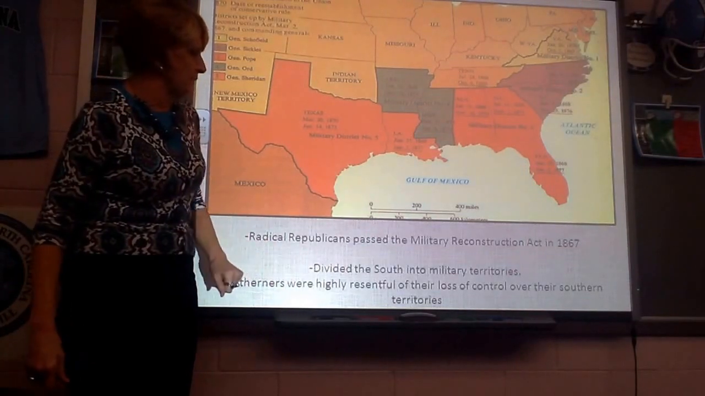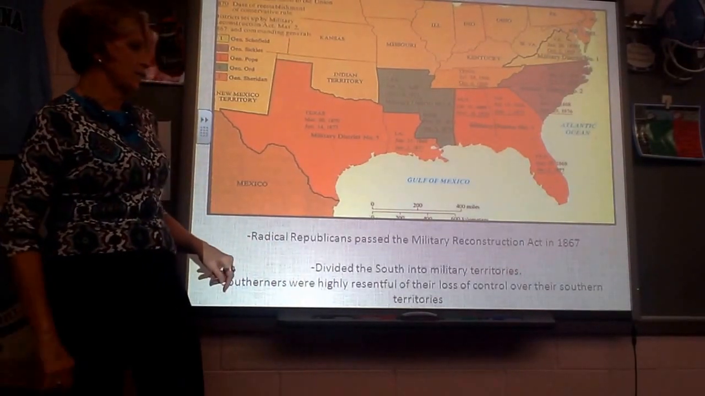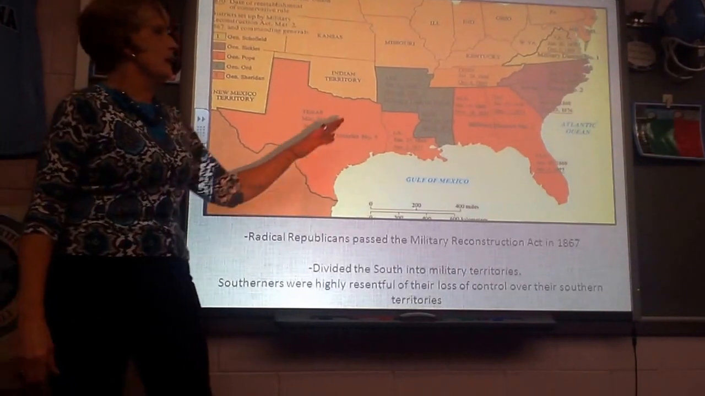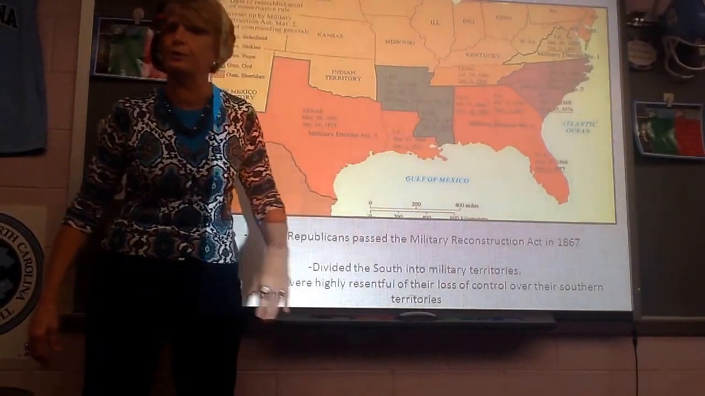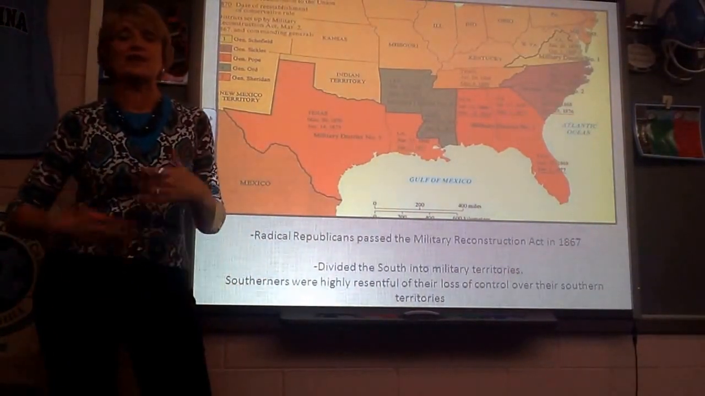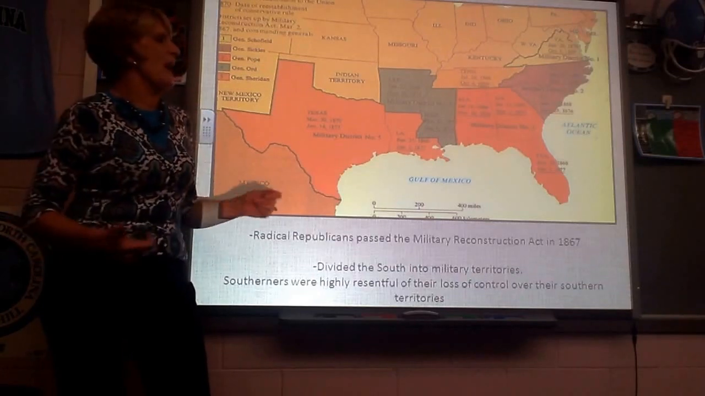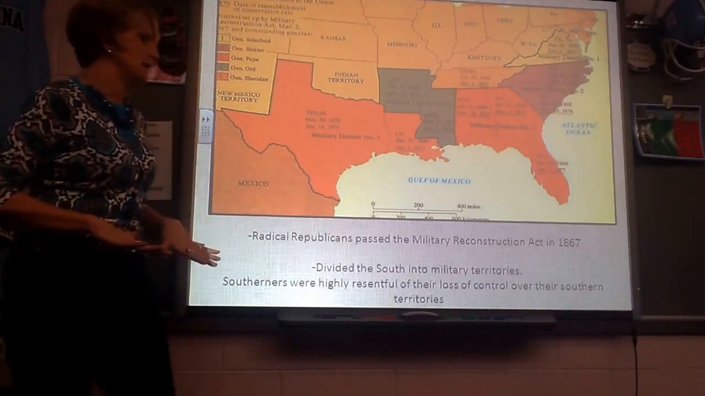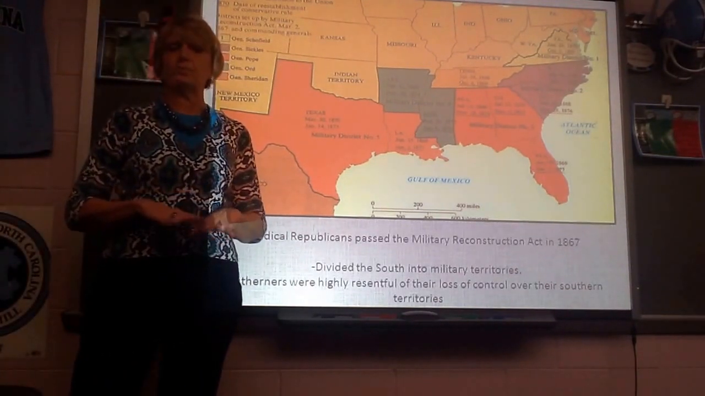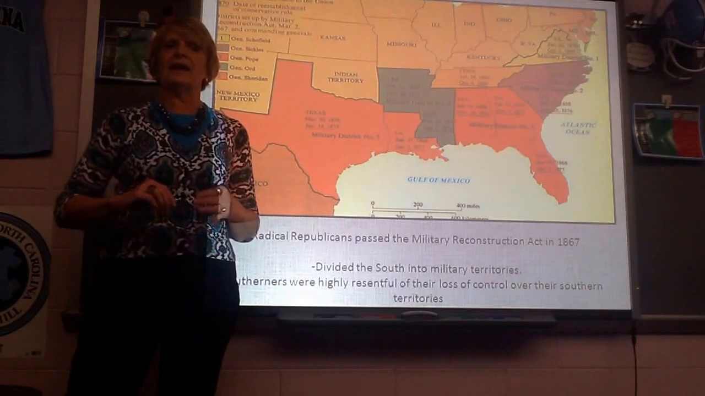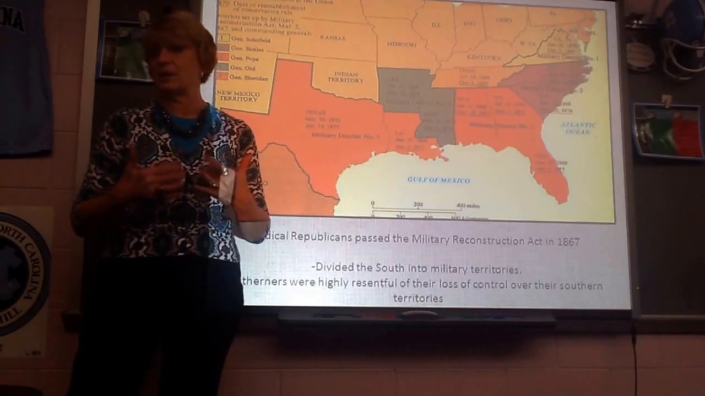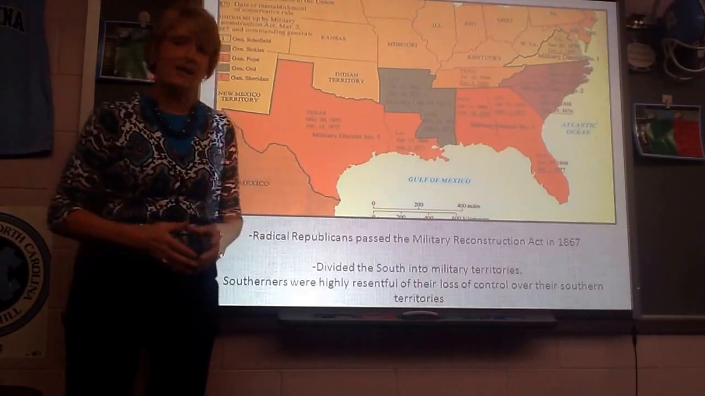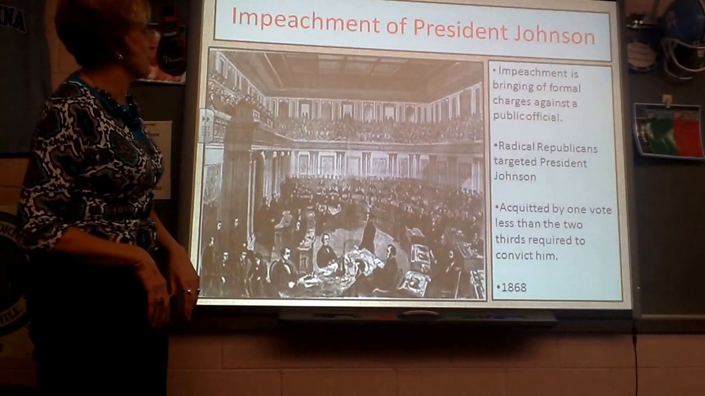Dividing the South into military territories, the Southerners were highly resentful of their loss of control over their southern territories. Ultimately, they had to go to the northern authorities to get approval for everything they planned to do. Very, very resentful. We don't have our rights. So even though the war ended, no law can touch the resentment or the attitude or the perspective people have. It can't change that. And this is what we see with Reconstruction.